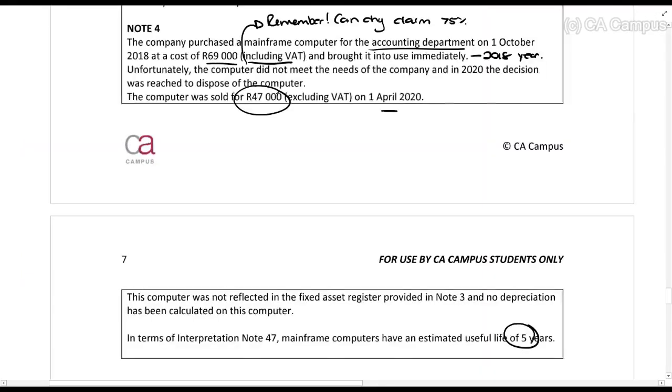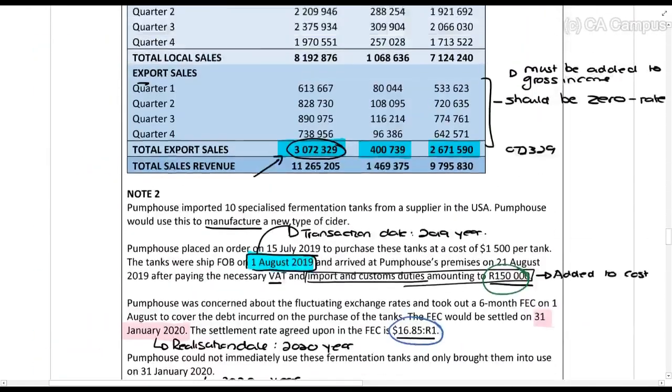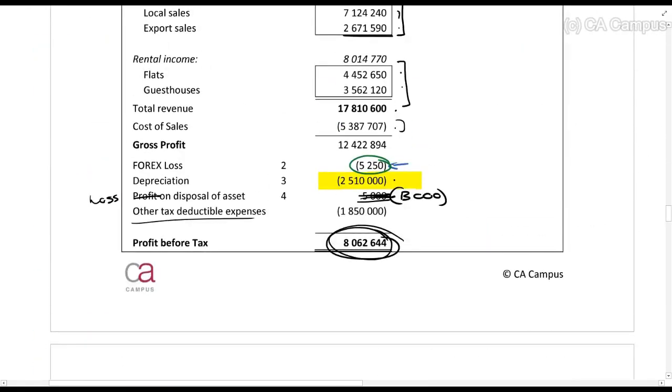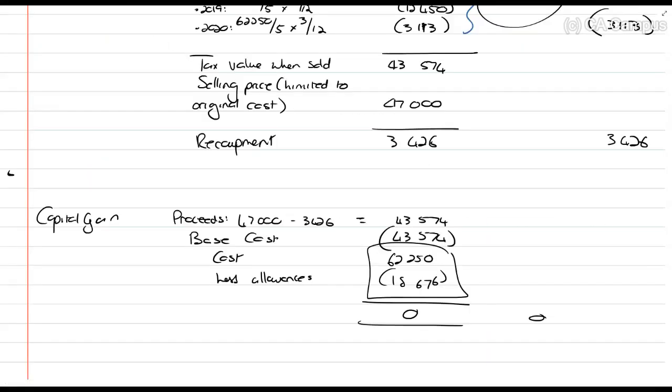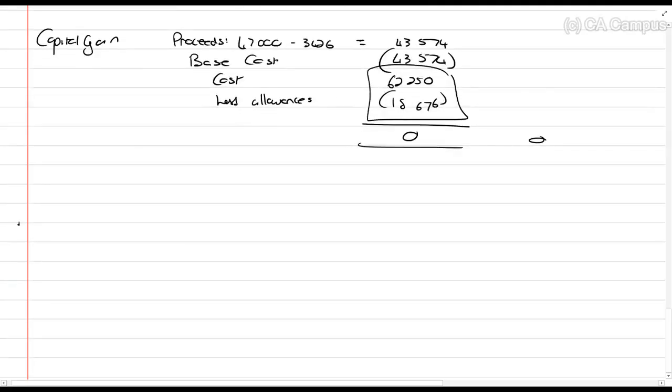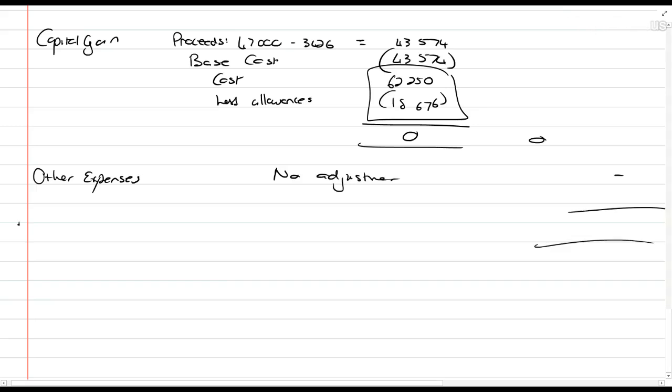Okay, then we go back to the question, and the last thing we have to do here is other tax deductible expenses. And there's obviously nothing to do there because they say it's tax deductible, so we just say no adjustments. Right, then you can add up everything, guys, and that will give you your taxable income. And that's it. I hope you enjoyed doing the question.